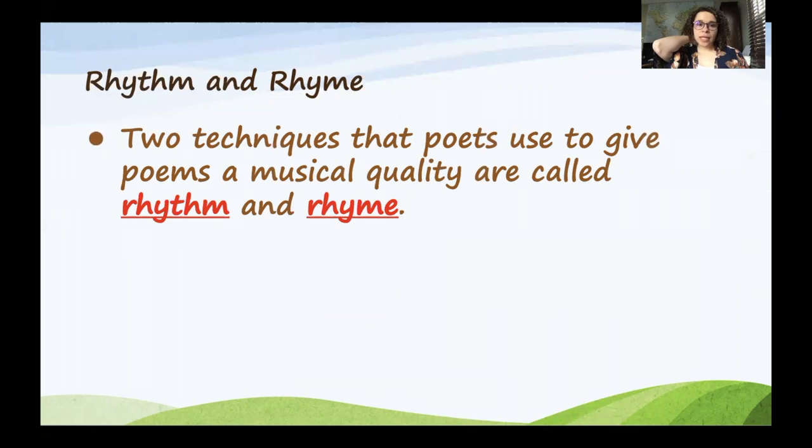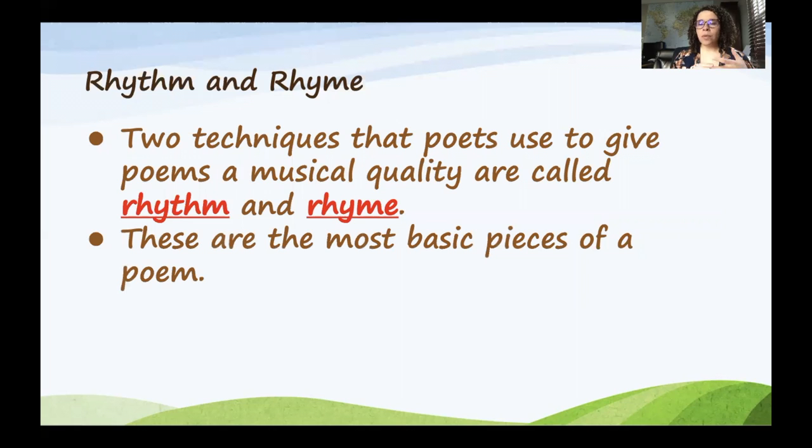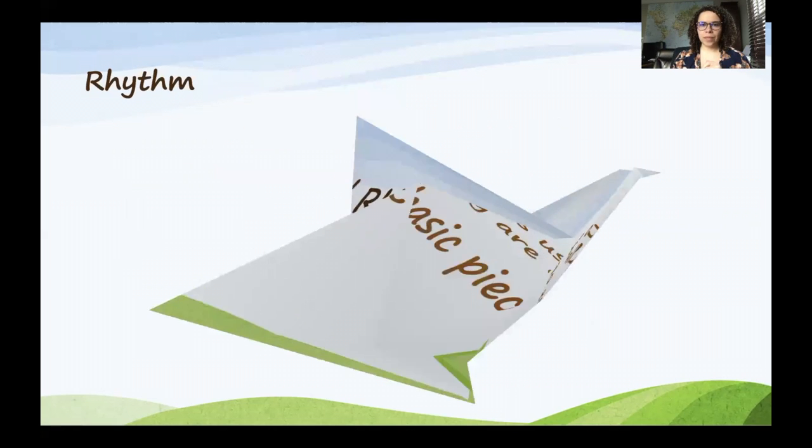Let's go ahead and start talking about rhythm and rhyme. Okay, so these are the two techniques that poets use to give their poems a musical quality. They're the most basic pieces of a poem. If you can identify the rhythm and if you can identify the rhyme, you're right on track. Let's start with rhythm.